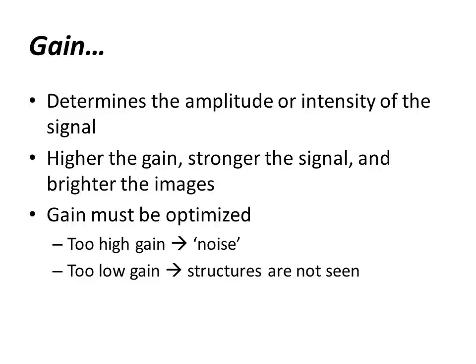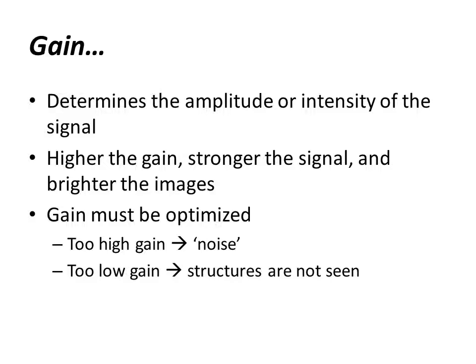So gain. Gain determines how intensely or how bright you see a particular structure, and in ultrasound nomenclature, it determines the amplitude or intensity of the signal. Higher the gain, stronger the signal, and brighter the image, which means that if a tissue is not very refractile, then you can amplify the echoes coming from that tissue, and rather than not seeing it very well because it is poorly refractile, you'd be able to see it much brighter and hence likely more clearly.